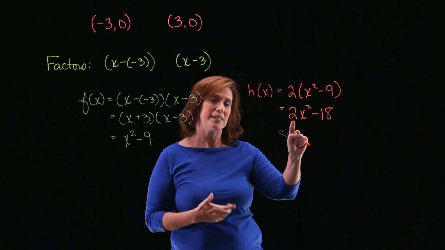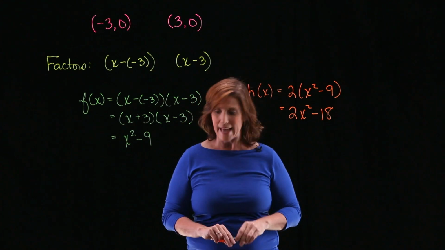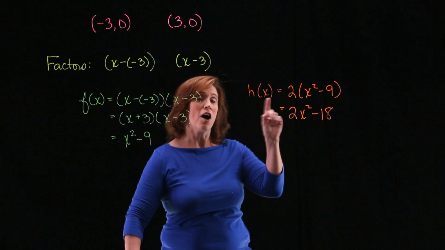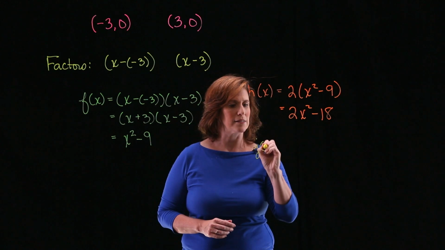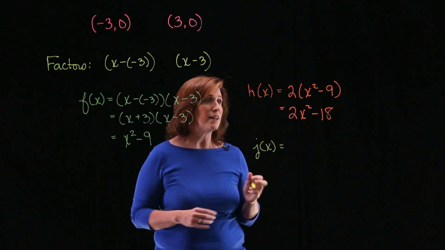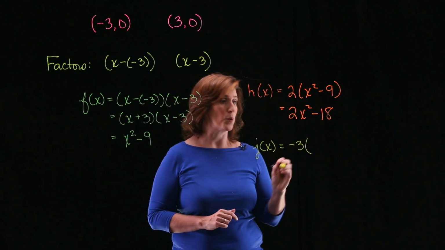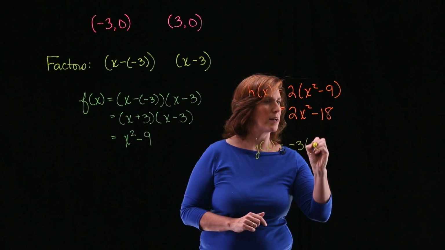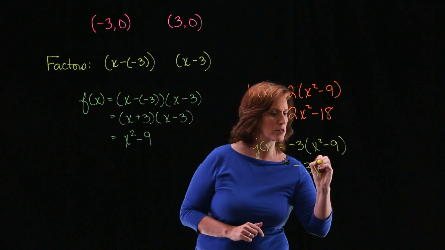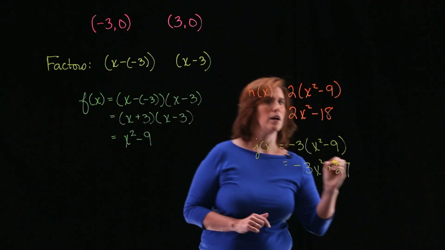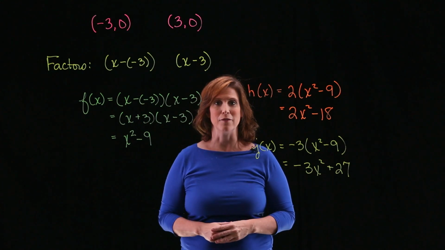However, notice that 2 is still positive, which means this parabola also opens up. I'm really looking for one that opens down. To accomplish this, the constant that I multiply in front needs to be negative. So let's call this function j of x. And I'm just going to pick a negative number. So let's choose -3. And again, remember, any negative number would work. So -3 times the quantity x squared minus 9. This is going to be minus 3x squared plus 27. And that's a parabola that opens down and passes through my two given points.